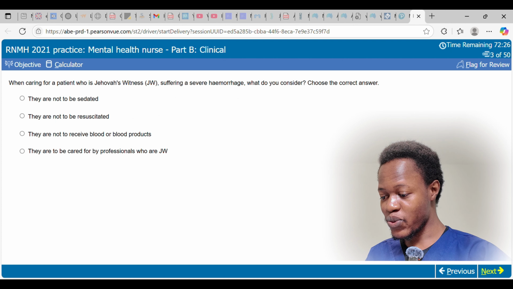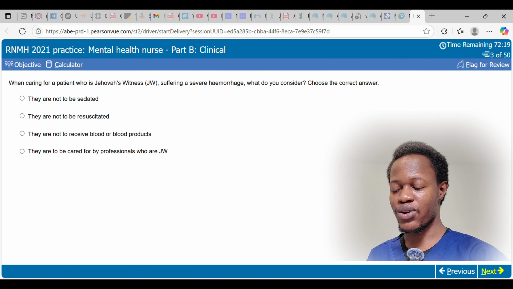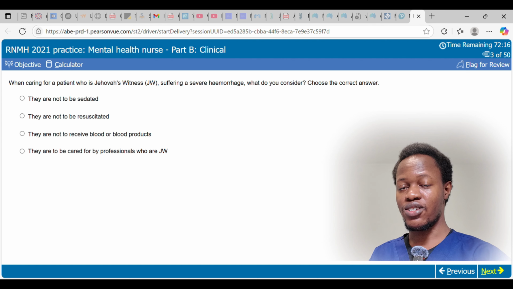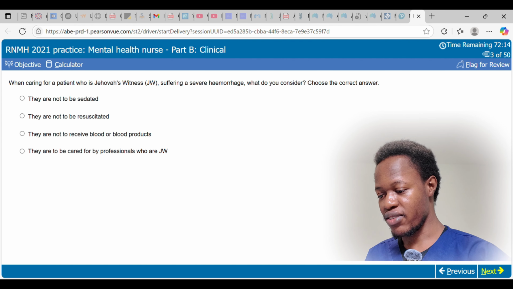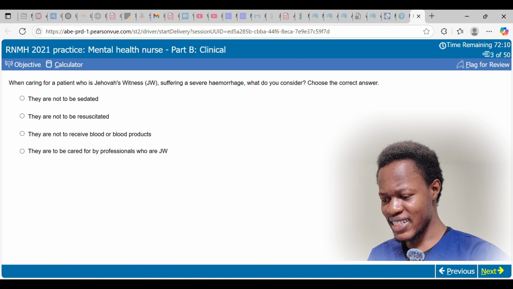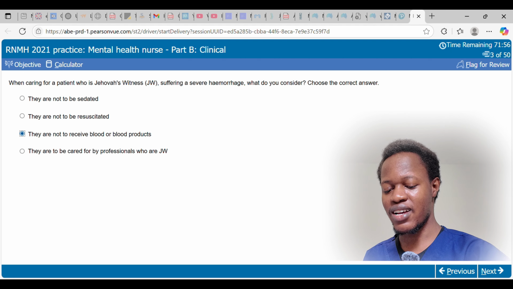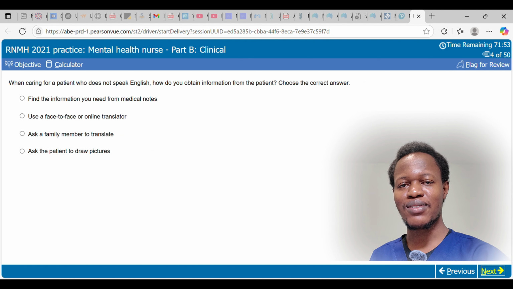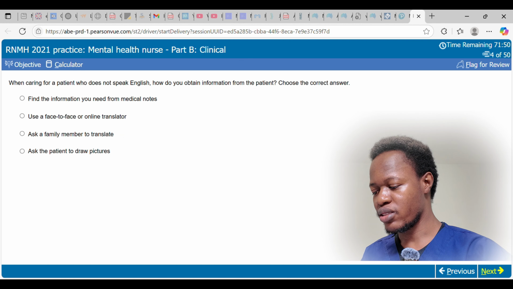The third question says, when caring for a patient who is a Jehovah's Witness suffering a severe hemorrhage, what do you consider? Choose the correct answer. We know that Jehovah's Witnesses do not like to receive blood. Option A says they are not to be sedated. Option B says they are not to be resuscitated. Option C says they are not to receive blood or blood products. Option D says they are to be cared for by professionals who are JW. Option C is our answer. Actually, this question seems somehow similar to the one for adult nursing.